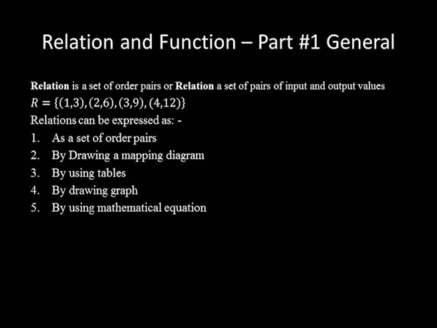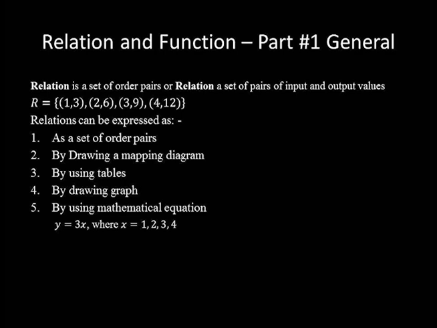So the relationship between x and y values can be expressed as y equals 3 times x, where x equals 1, 2, 3, and 4. This mathematical equation can also be expressed as a word problem. That's, y is 3 times x, where x is the first four natural numbers.